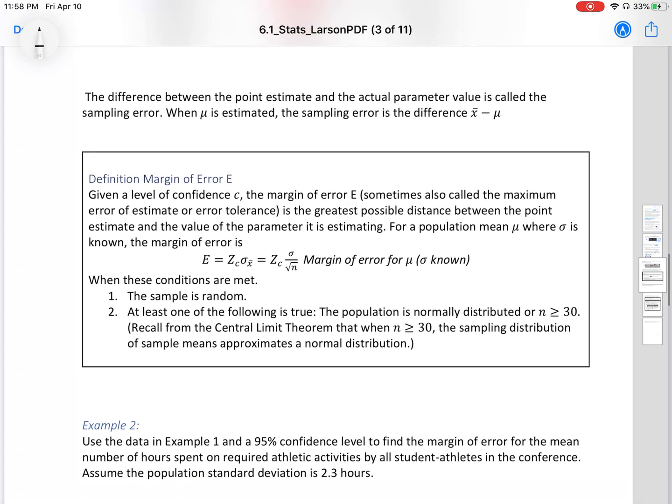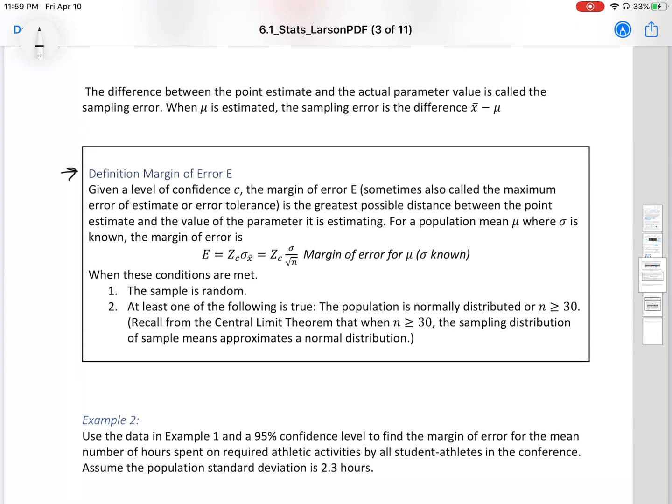Moving forward, the difference between the point estimate and the actual parameter value is called the sampling error. When mu is estimated, the sampling error is the difference of x bar minus mu. So our sample mean minus our population mean.